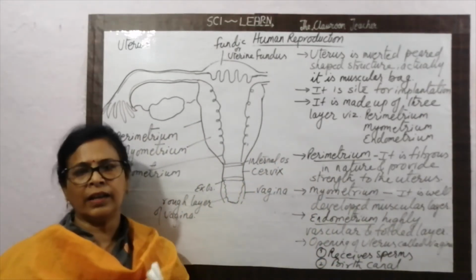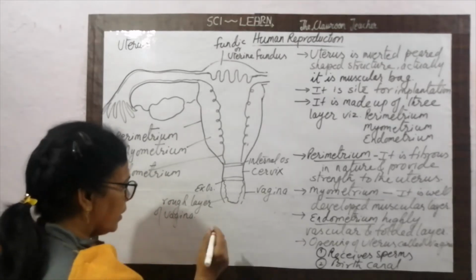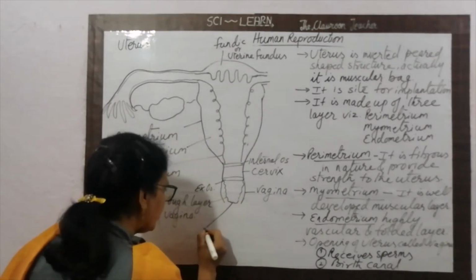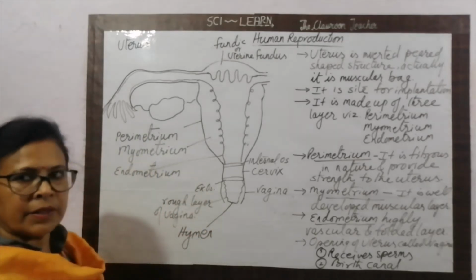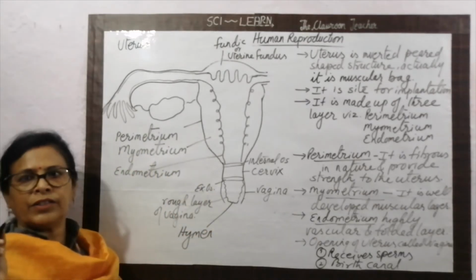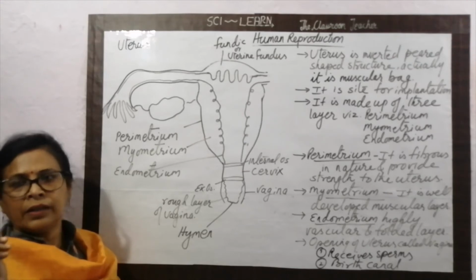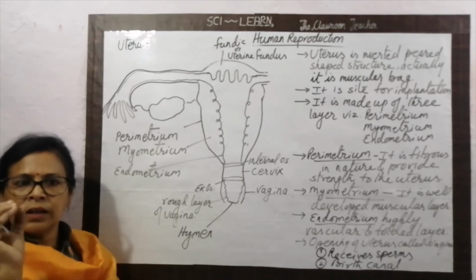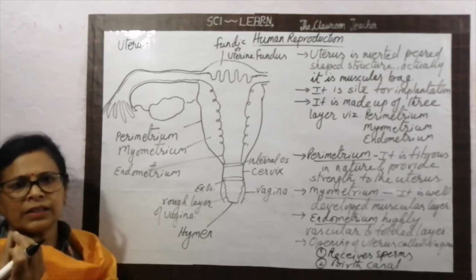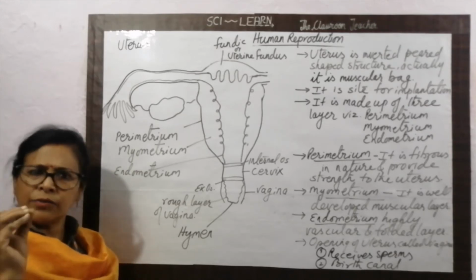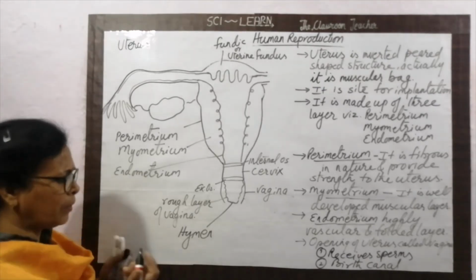Okay, one thin layer is present here in the opening of the vagina. That is called the hymen. This is the closing part of the vagina. This is the thin layer which is present to close the vagina. It is very important because it is a folded layer only.